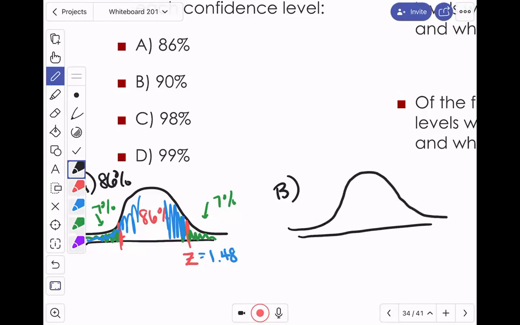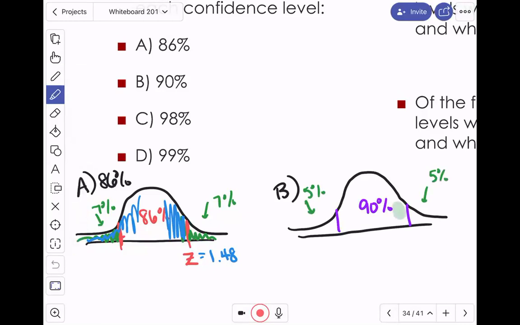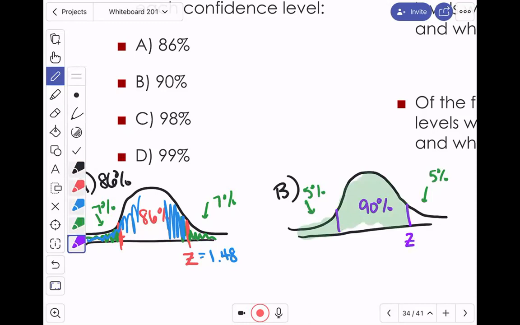How much area is on the inside of the normal curve? 90% on the inside. So it puts how much on the outside? 5 on each side. So it's 5% here and 5% here, right? And when I calculate these values, remember, I'm calculating up to that right-hand z-score. So I'm calculating up to this z-score right here.